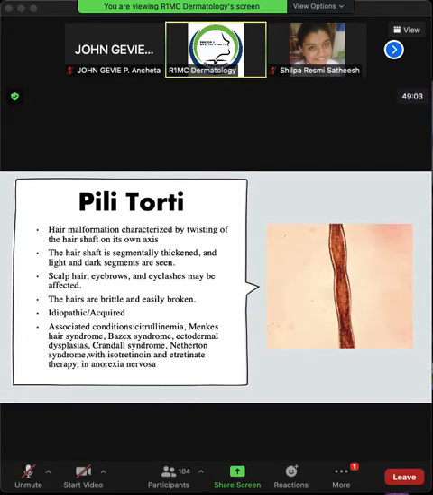Next is your pili torti, which is also known as your twisted hair. So this is a malformation of the hair characterized by twisting of the hair shaft on its own axis. So the hair shaft is segmentally thickened and light and dark segments are seen. Your scalp hair, your eyebrows, and your eyelashes will be affected. And your hair is usually brittle and is easily broken.